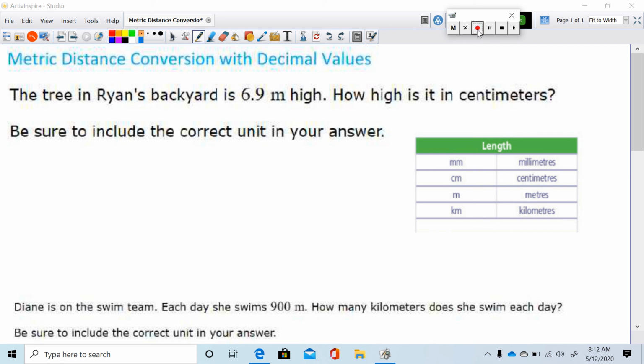Okay, the metric distance conversion with decimal values. This is a metric conversion chart right here. Now, if you go down a conversion chart, you literally divide. However, when you're dividing with decimals, you move the decimal point to the left. If you go up, you're going to move the decimal point to the right.